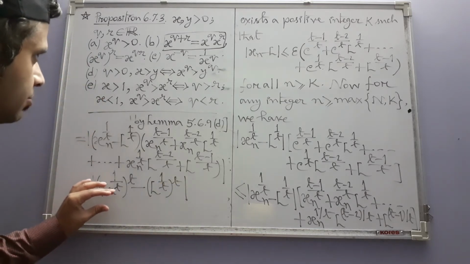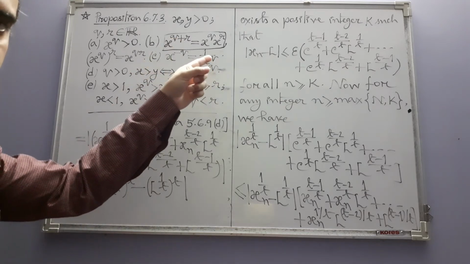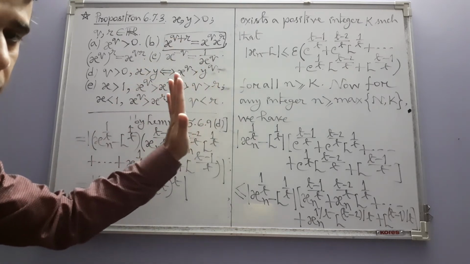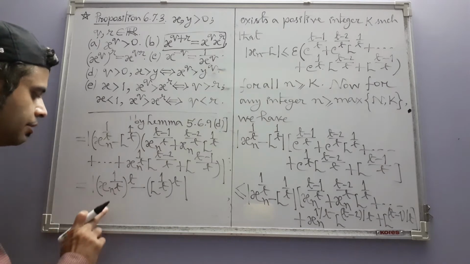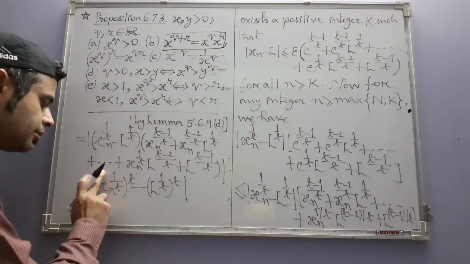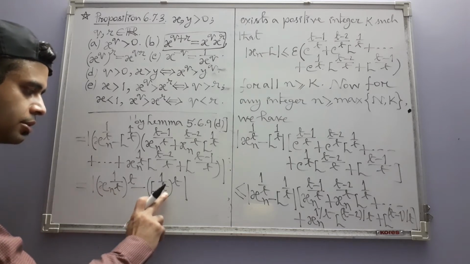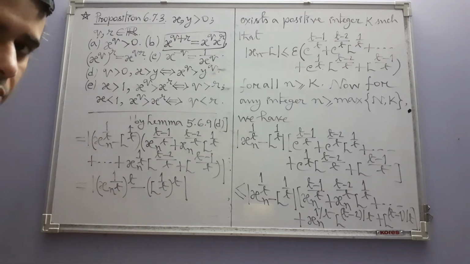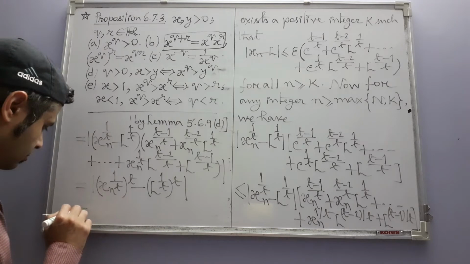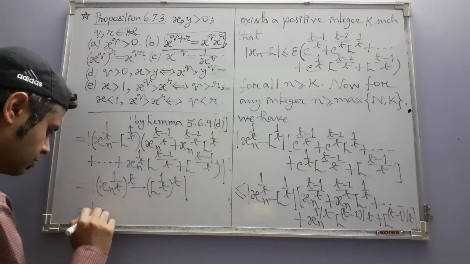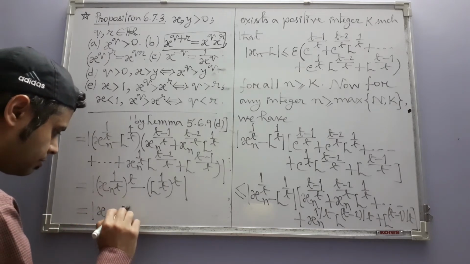In this step, we have used that result from elementary algebra that we were talking about. Here, in place of a, we are considering the tth root of xn, and in place of b, we are considering the tth root of l. This is equal to xn minus l.